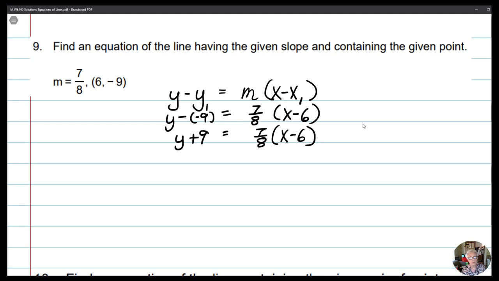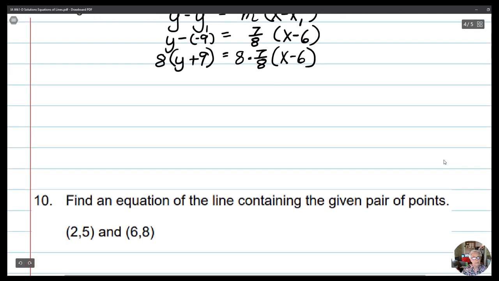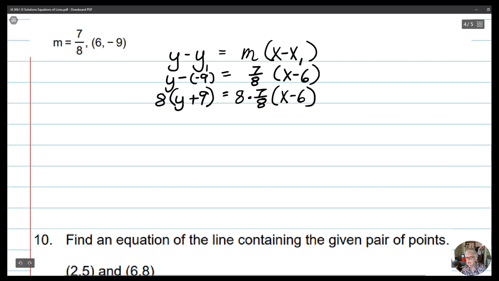What we're going to do is temporarily get rid of the fraction. This is how I do it. I multiply both sides of this equation by the denominator of the fraction. Watch what I do. I'm going to multiply by 8. I'm going to put parentheses around the equation on the left and multiply by 8. Now, that did not hurt too badly, except just to make sure you can see it, I'm going to write it in blue.